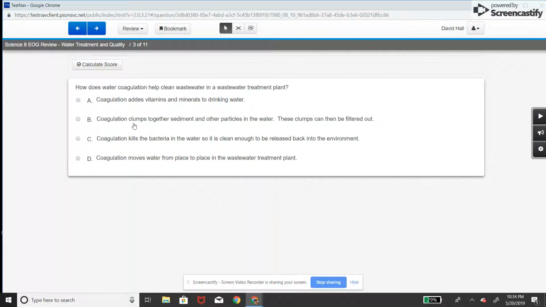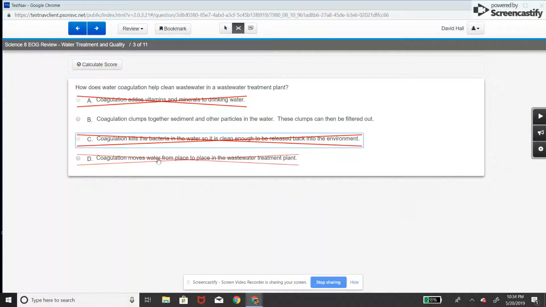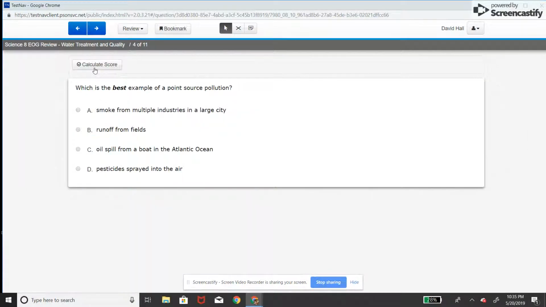Bad idea. How does water coagulation help clean wastewater in a wastewater treatment plant? Coagulation means they make everything join together to make bigger piles of the solids in there. So, does it add vitamins and minerals? No. Does it kill bacteria? No. Does it move water from place to place? No. Does it clump together sediment? Yes. So it filters out easier. Exactly what it does.